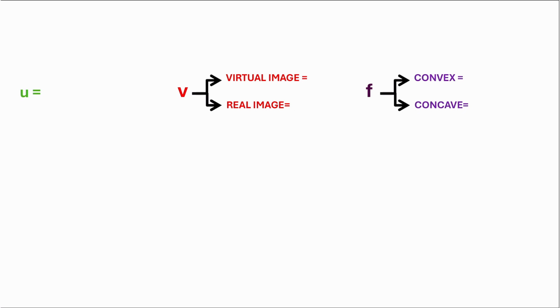So now let's revise the concept. What is the sign of u? u is always negative. What is the sign of v? If it is a virtual image, it is negative. If it is a real image, positive. What is the sign of focal length? If it is a convex lens, it is positive. If it is a concave lens, it is negative.